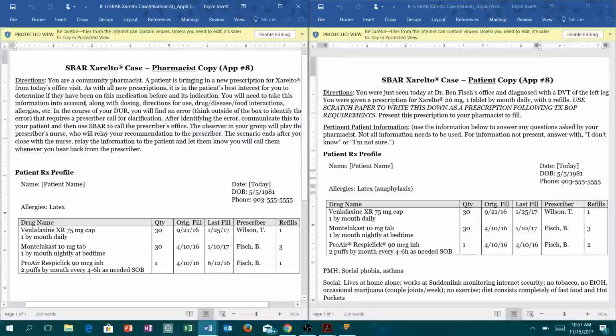So do you want to be the pharmacist and not be the patient? Sure. And then Hayden would be the doctor.